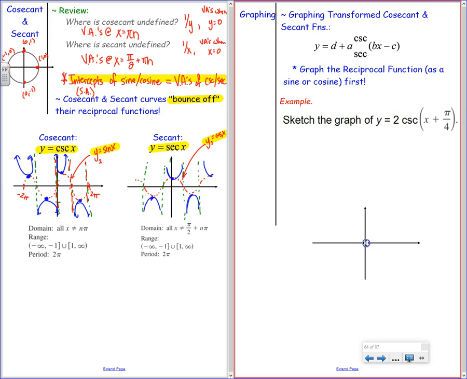We're trying to graph this guy: 2 cosecant of x plus pi over 4. Are we going to go straight to the cosecant? And the answer is no, not unless you want to start solving for all sorts of crazy stuff. Instead, let's say, wait a minute, I know cosecant is the reciprocal of sine. So I'm going to say, okay, cool. Sketch first, before I go straight to the cosecant, sketch, what if this was a sine instead?